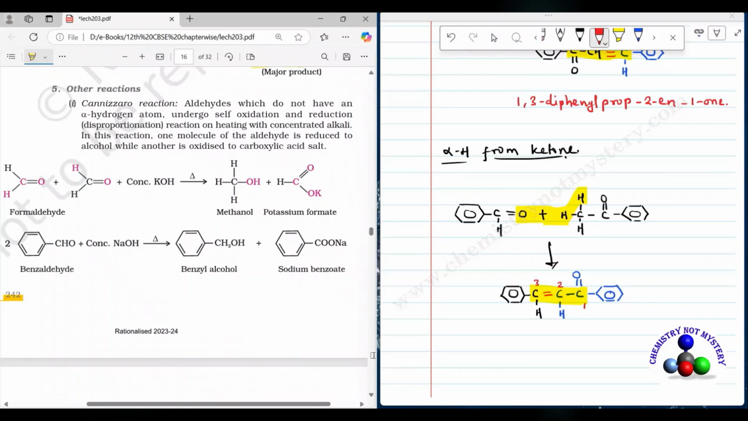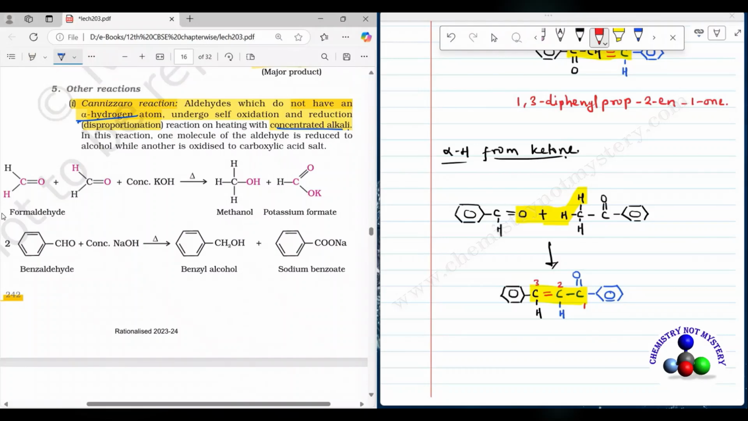The next reaction is the Cannizzaro reaction. It is for aldehydes which do not have an alpha hydrogen. In the case of aldol, alpha hydrogen was required. But in the case of the Cannizzaro reaction, alpha hydrogen is not required at all. It undergoes self-oxidation and reduction, meaning a disproportionation reaction, on heating with concentrated alkali. In aldol condensation, dilute alkali was required and alpha hydrogens were required. But in Cannizzaro, absence of alpha hydrogen and concentrated alkali is required.